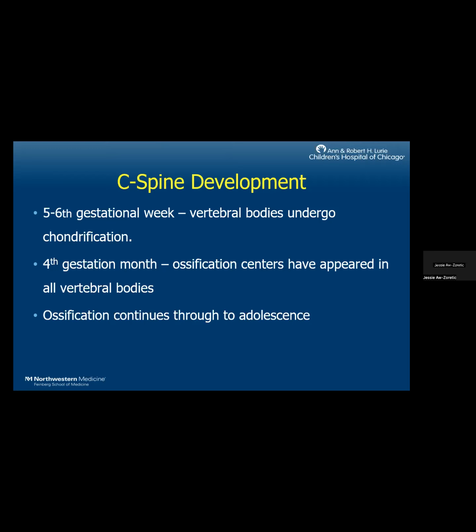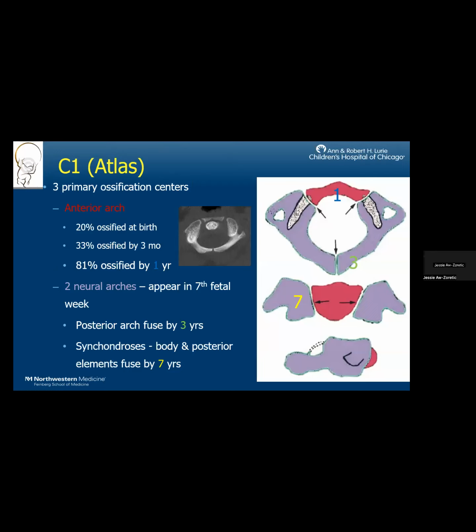We'll start off with C1, otherwise known as the atlas. C1 and C2 are different, as you already know, from the other vertebral bodies. For C1, there are 3 primary ossification centers. We have both the illustration plus a little CT image here. We have the anterior arch, and then the left and right neural arches. The neural arches appear by the 7th fetal week.